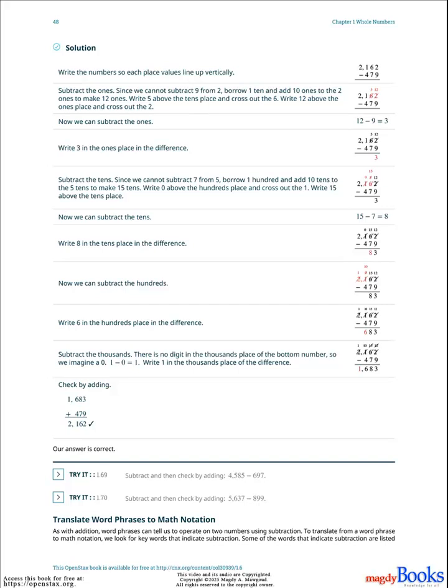Try it 1.69. Subtract and then check by adding 4585 minus 697. Try it 1.70. Subtract and then check by adding 5637 minus 899.